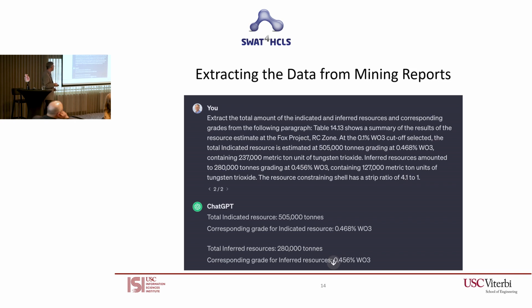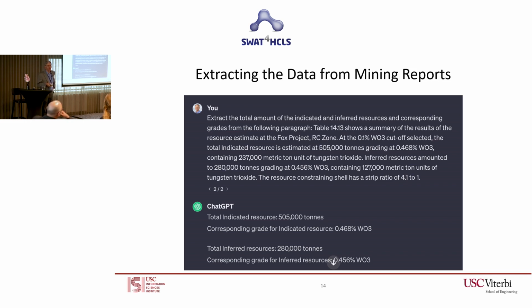And so I think it's really quite impressive that it can take that paragraph, come back and say, okay, here's the total for the indicated, which is the first value asked for, and here's the total and the corresponding grade. So it can actually figure out the right association and then pull out the total amount for the inferred as well. But this is great, but I gave it the paragraph, right?